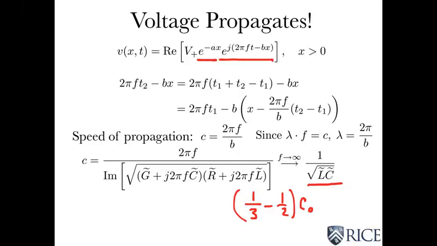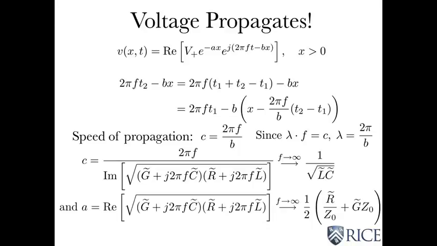How about the attenuating part? What is A? Well, we know that A is given by the real part of gamma, and it's a little bit trickier to show that the real part is not zero.